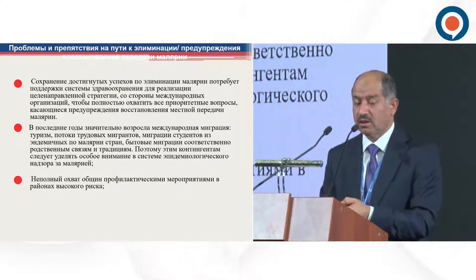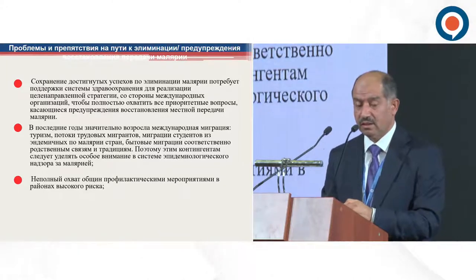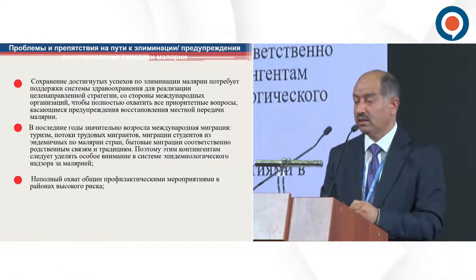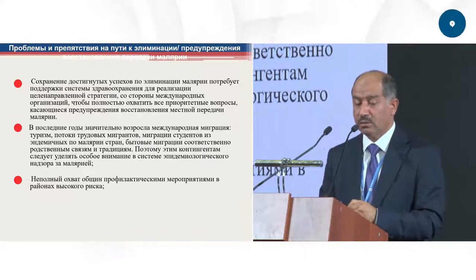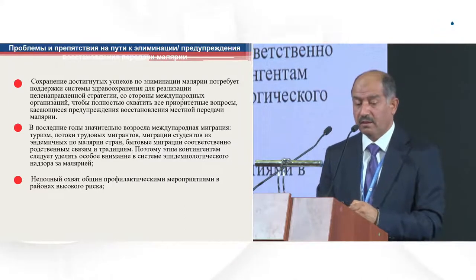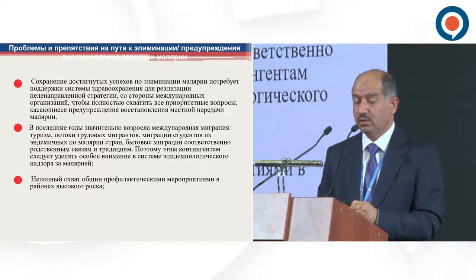So we need to preserve the success that we've gained. We need to eliminate malaria further. We need a goal-linked strategy from the side of international organizations to cover all the priority issues related to malaria.